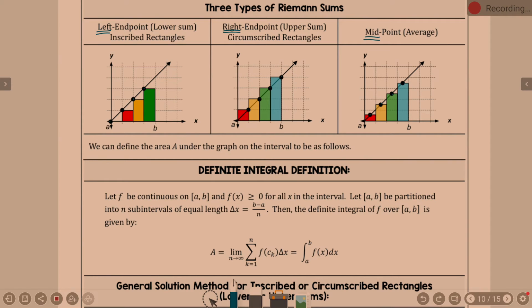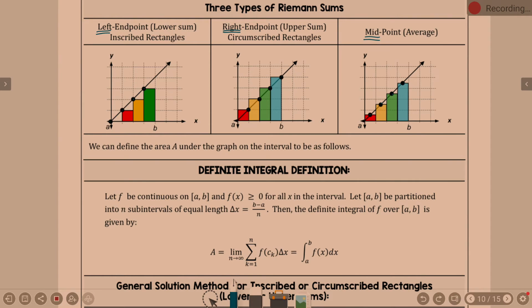Definite integral definition. So, looks like a mess, doesn't it? But let me explain at least a little bit of it, and the more we work with this, the more you'll learn. So, let f be continuous on the interval a to b, and the function f of x be greater than or equal to 0, so that's just saying the function is positive, assuming the function is above the x-axis for all x in the interval. Let the interval a to b be partitioned into n subintervals.